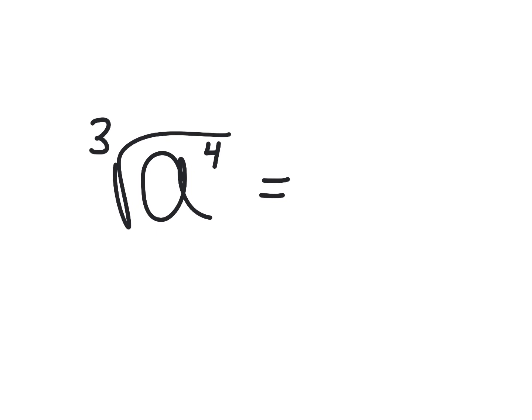Write that as a power of A. A to the what? Don't say it. Write it. Well, I told you it's not 3/4 because that would be too easy. It's 4/3. Raise your hand if you had a to the 4/3.